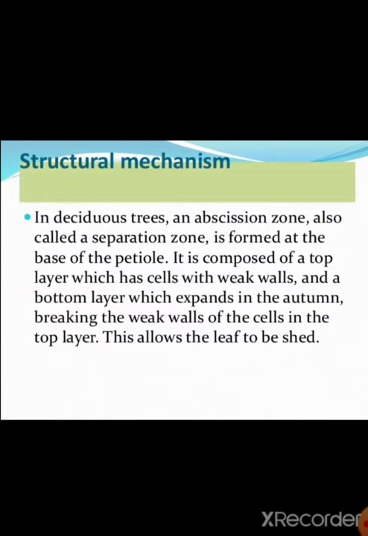Structural mechanism of the abscission zone. In deciduous trees, an abscission zone, also called a separation zone, is formed at the base of the petiole. It is composed of a top layer which has cells with weak walls and a bottom layer which expands, breaking the weak walls of the cells in the top layer. This allows the leaf to be shed.